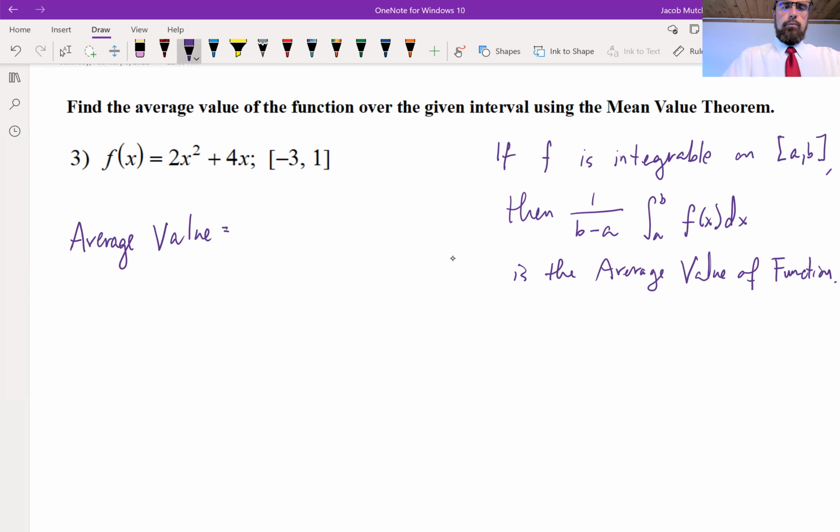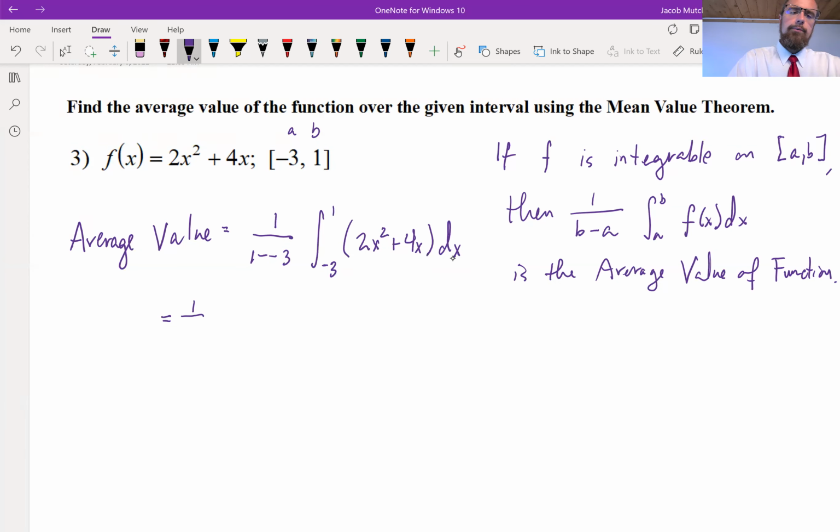So for this one, it's going to be 1 over, so my a and b are given by -3 and 1. So it's 1 over the difference of b minus a, 1 minus -3, times the integration from -3 to 1. And I'll put as my integrand the function 2x squared plus 4x dx. And that's ready for us to calculate. The fraction out front is going to be reduced down to 1 over 1 plus 3, which is 4, so a quarter. And then we'll integrate this 2x squared plus 4x.